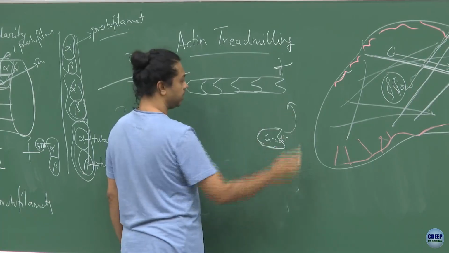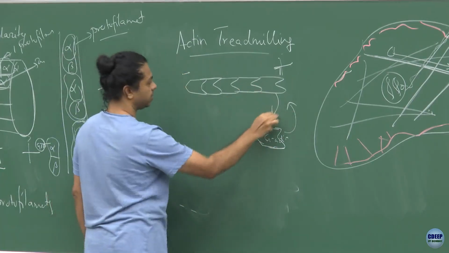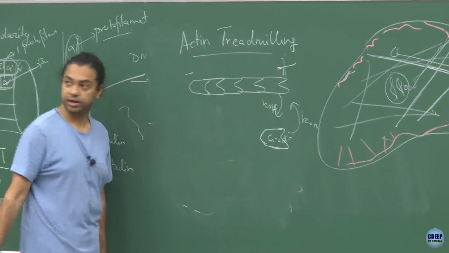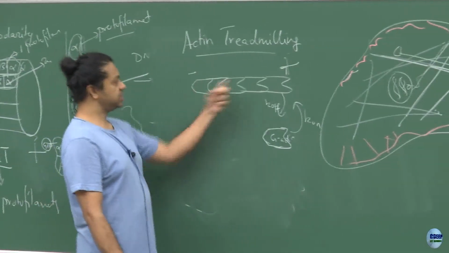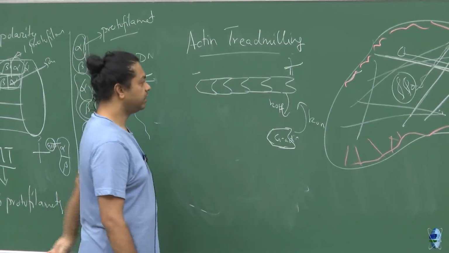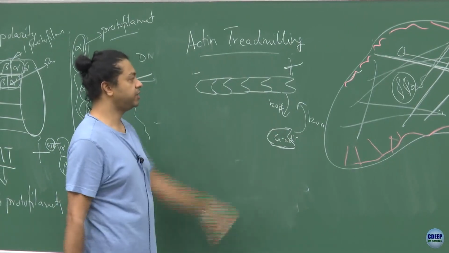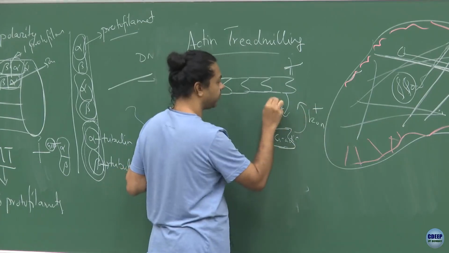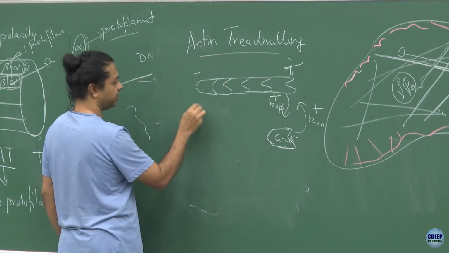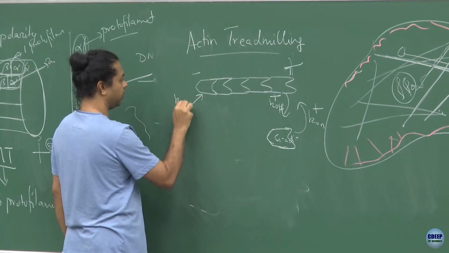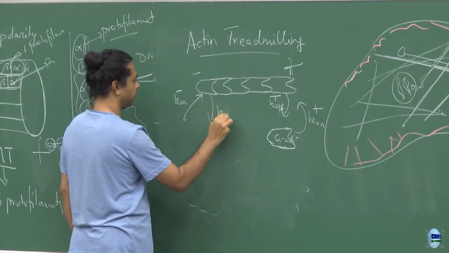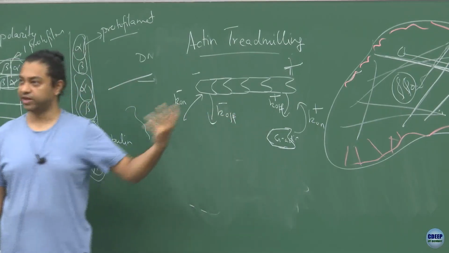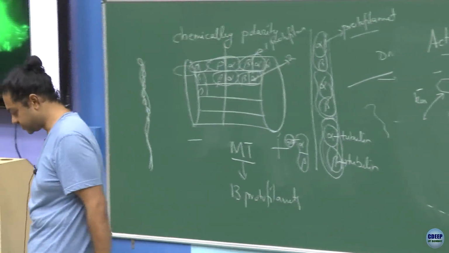These can bind, and whatever is bound can unbind, of course. So, you have an on rate and you have an off rate. But because there is a structural asymmetry, there is a polarity, these on and off rates need not be symmetric in the two ends. For example, I could write that this is K on plus, this is K off plus, whereas here the on rate is K on minus and the off rate is K off minus. And these two need not be equal. In fact, they are not equal as a consequence of this polarity.